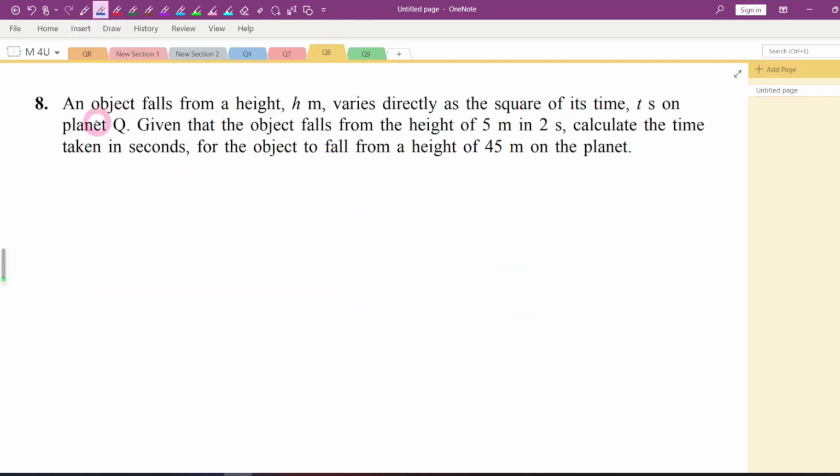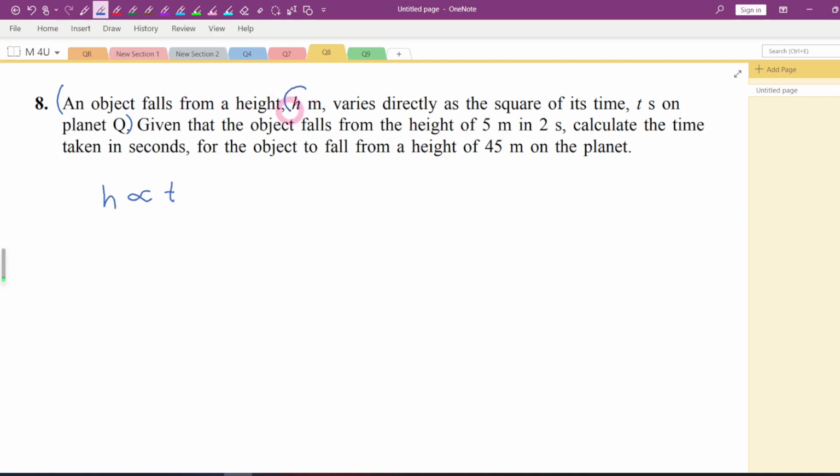Okay, now let's look at question number 8. An object falls from a height h meters varies directly as the square of its time t seconds on planet Q. After reading this part, we come up with this: h varies directly as the square of its time t seconds. So be careful, this is not correct.